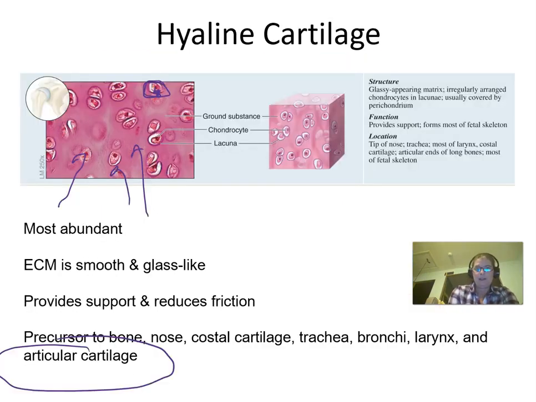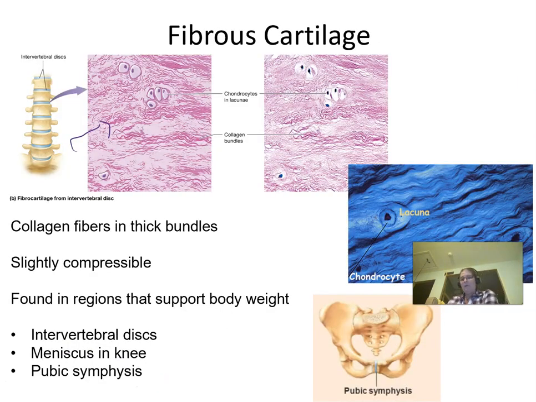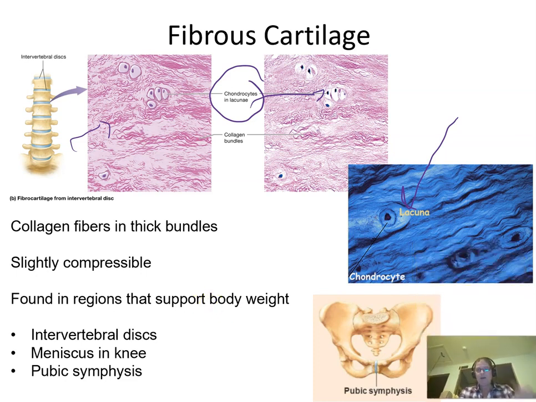See all the fibers? Here it's just like a gel matrix. So fibrous cartilage, or fibrocartilage, is different in that it's lots and lots of fibers and bundles. You still have lacunae and chondrocytes, but they're scattered because there are so many fibers. This is like the original gel insert. It's compressible. It supports body weight. It's cushioning. Examples are the disc in your back, your intervertebral disc, that helps support your body weight.